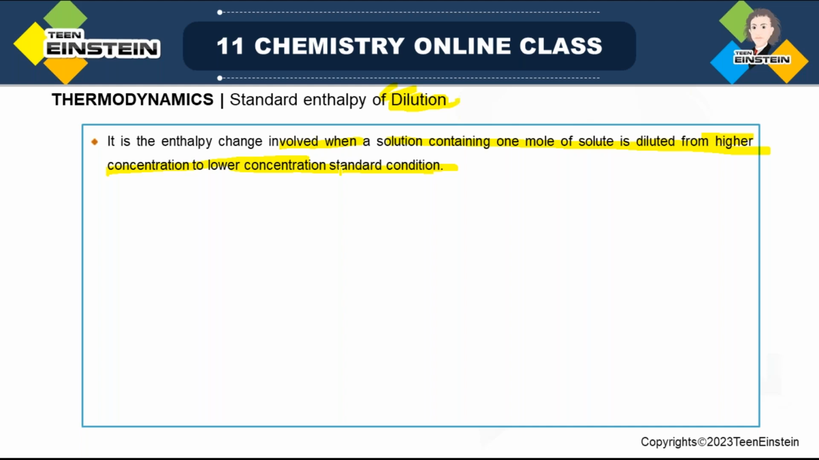And another thing is you are adding more solvent, so that from the initial state, that is from higher concentration, now it is becoming lower concentration. Okay, and for this process the enthalpy change at standard condition, that is standard enthalpy of dilution. We will try to understand this with an example.